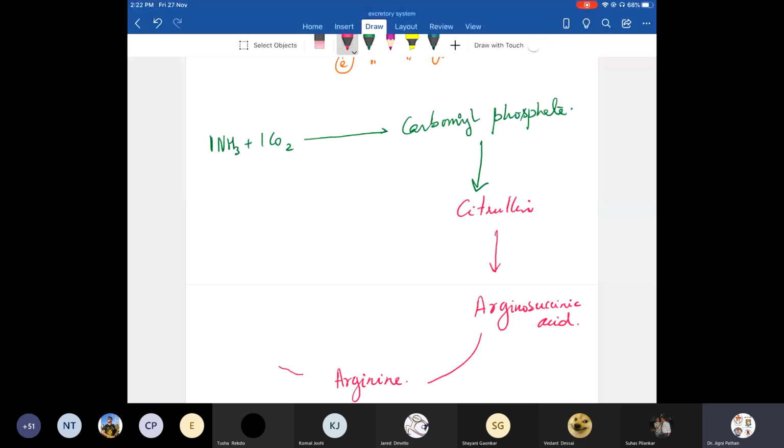From arginosuccinic acid, you get arginine. From arginine, you get ornithine. Ornithine.